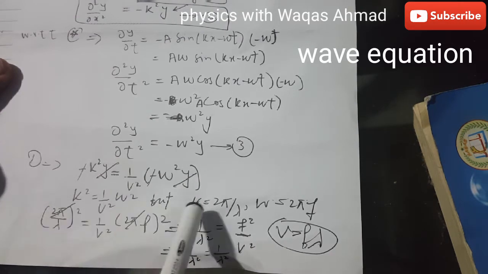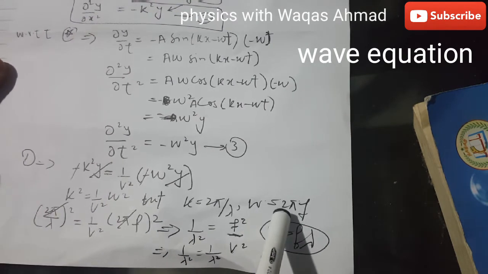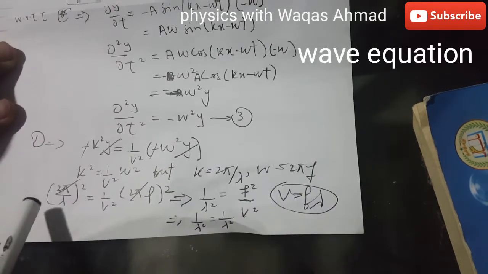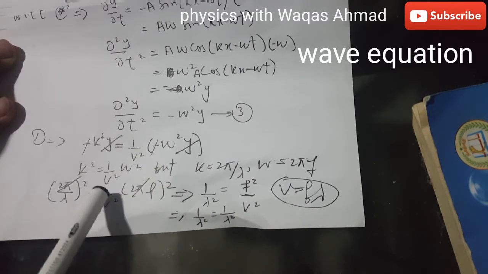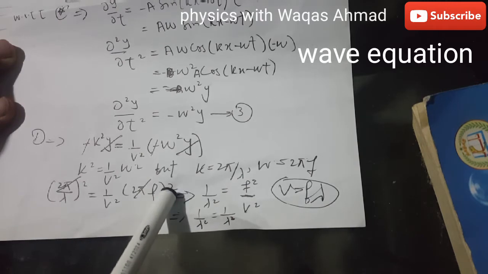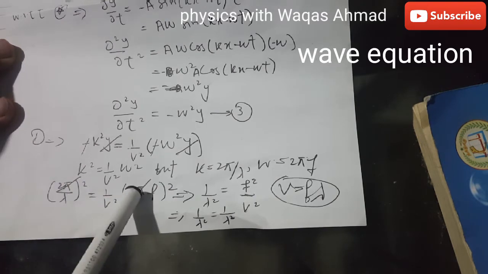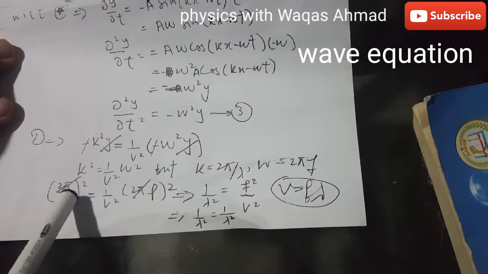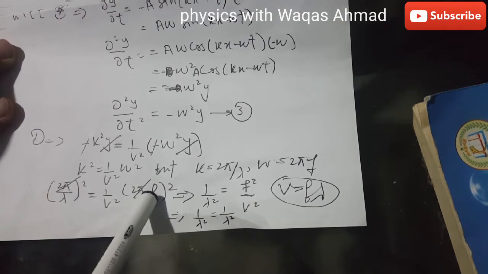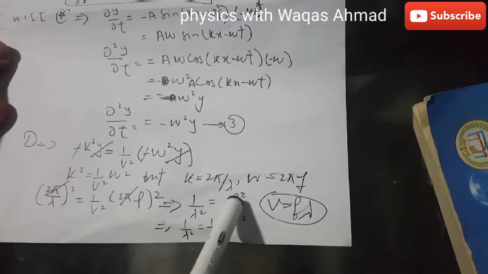Now we know that k = 2π/λ, and ω = 2πf. So by putting values of k and ω in this equation, it becomes (2π/λ)² = (1/v²)(2πf)². So 2π cancels with 2π, even if we apply the square, it becomes 4π² on both sides. So 4π² cancels with 4π², and we have 1/λ² on one side and f² on the other. So it becomes 1/λ² = f²/v².